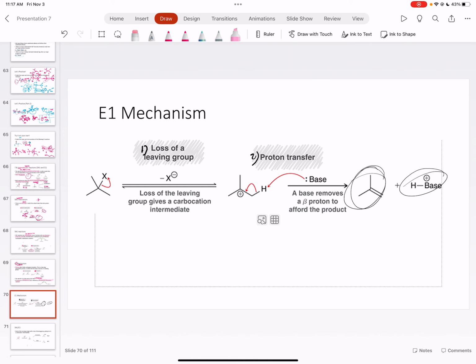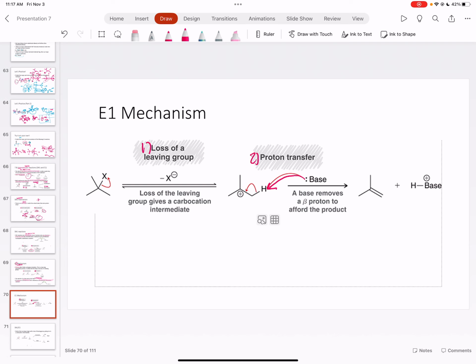So what's the mechanism? So like we said previously, since I have to record it again, I do have some notes I forgot to erase. So E1, like we said, we always start with a loss of a leaving group, and then our determining step is a proton transfer. And you already know from E2 how proton transfer works. Our base is the one that takes away that hydrogen.